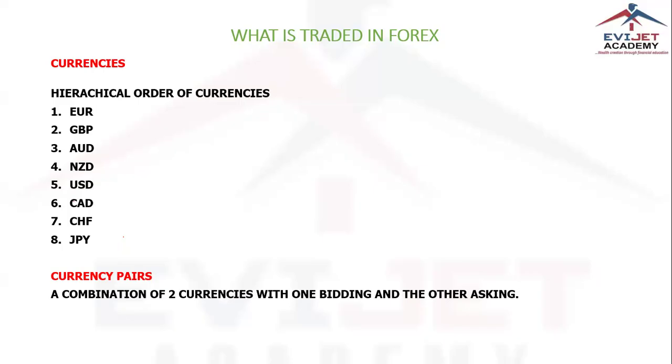All right. So sorry for the break in transmission. Then we have CAD. CAD is actually Canadian dollar. Then we have the CHF, which is the Swiss franc. Okay. Then finally, the JPY, which is the Japanese yen. Now, these 8, please take note of this hierarchy. Write them number 1 to 8. These are the 8 major currencies, and this is how they are arranged. Now, you may not understand it now, but as we go on, you begin to understand them.